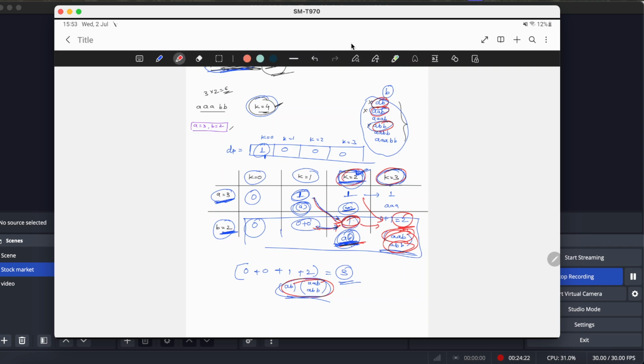For k equals to 3, these are two different strings that we can have which are invalid. For k equals to 2, this is one string that is invalid. For k equals to 1, we don't have any invalid string because b itself is not a valid string, we cannot consider it. So from here and here, whatever the counts that we have, we are simply adding them at that location. Okay, I hope now this gives clarity.